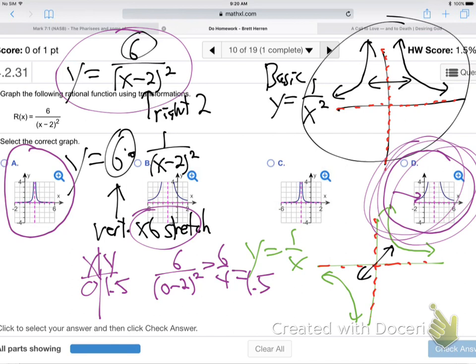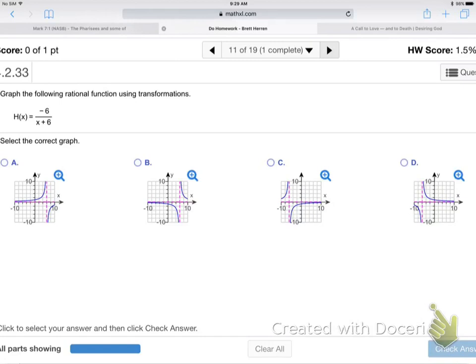Questions? You good? Do them all, but I'm going to run out of time. I don't want to do that. All right, okay, so y equals negative 6 over x plus 6. Let me give you just a second, rather than me talking through it.